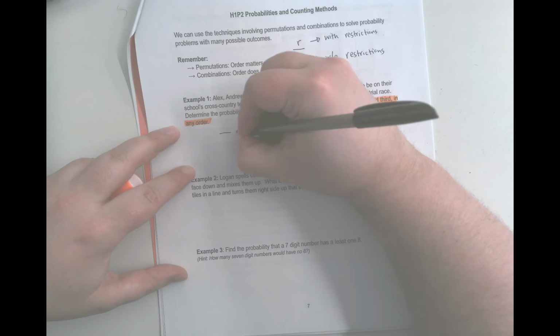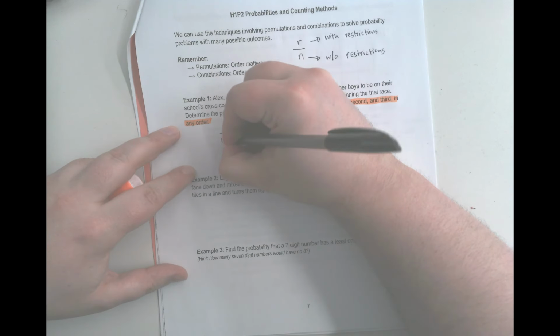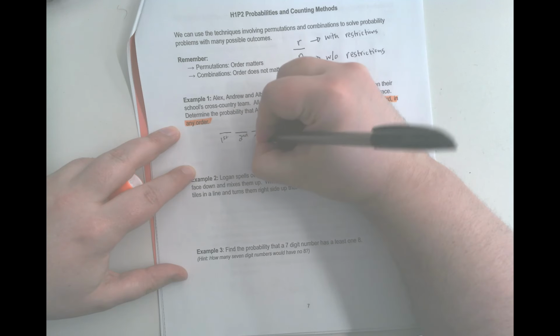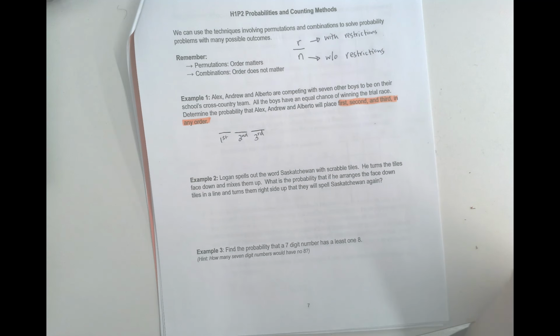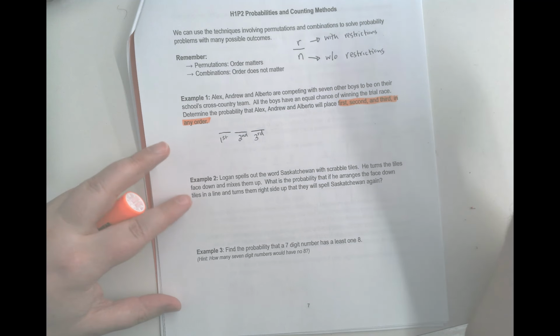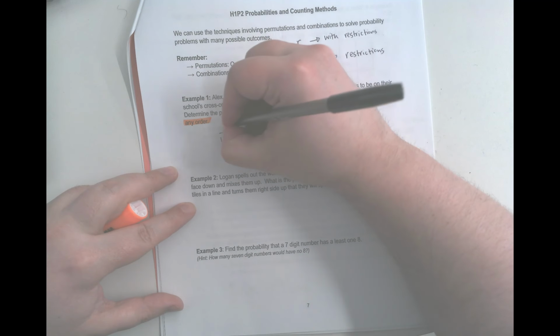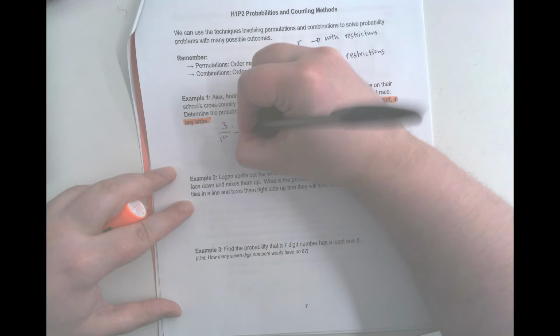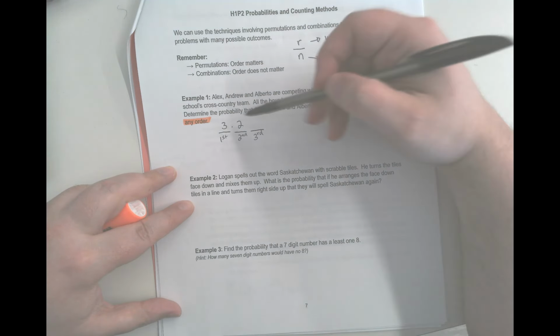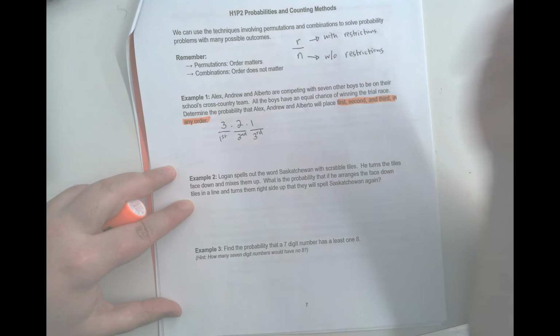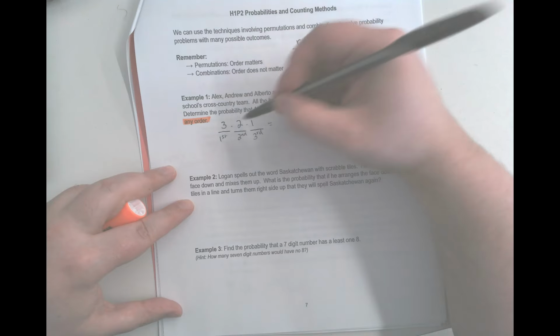If we just consider that, we're considering how many possibilities there are where one of them finishes first, the other finishes second, and the other finishes third. There are 3 ways that one of these 3 boys can finish first, 2 people left over that can finish second, and then 1 that can finish third. So this is just 3 times 2 times 1, which is 6 possible arrangements of how these 3 boys can finish first, second, and third.